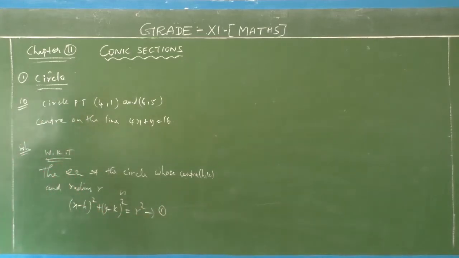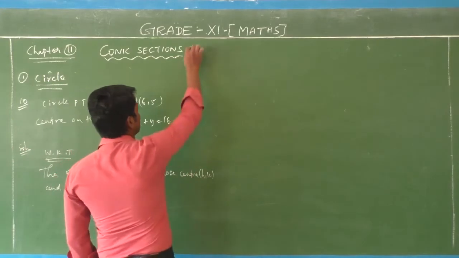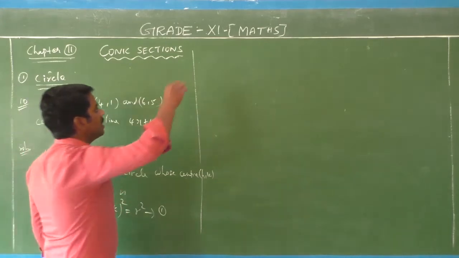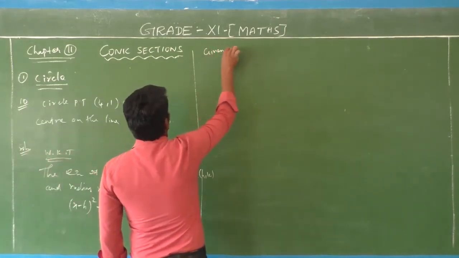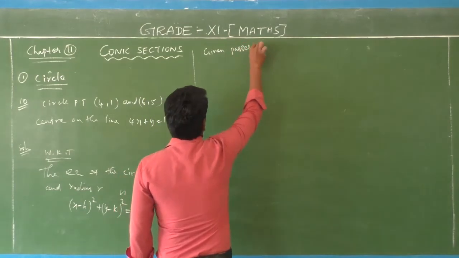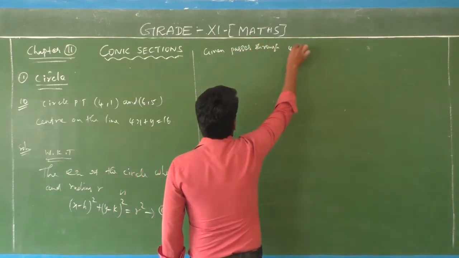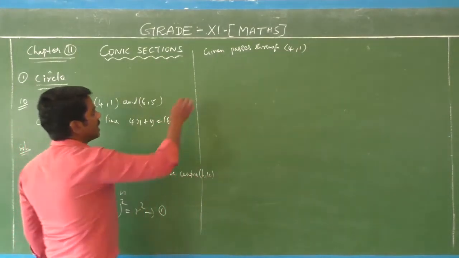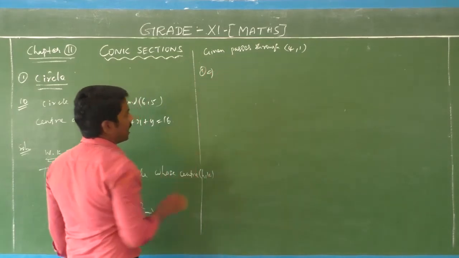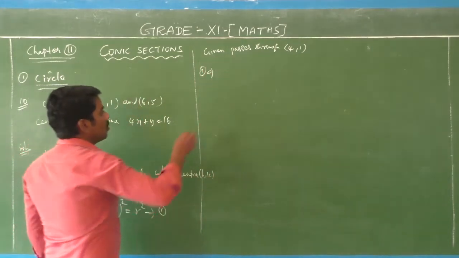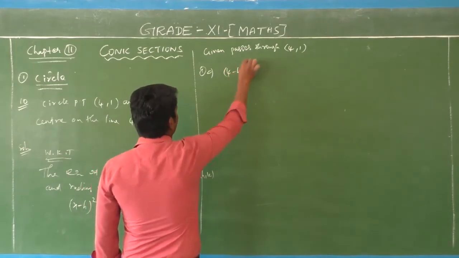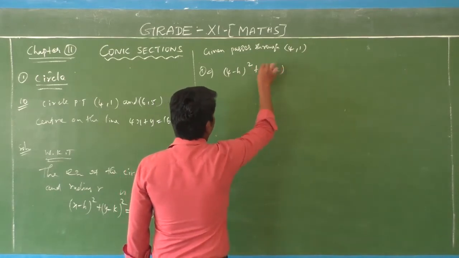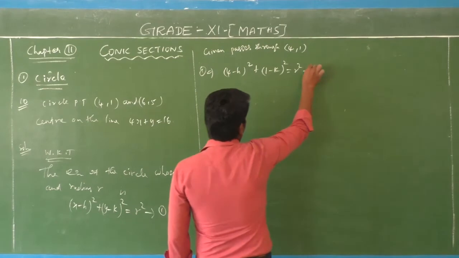And given information: the circle passes through the points (4, 1) and (6, 5). So the given circle passes through (4, 1), so this point is lying on the circle. Substitute in equation number 1, x is 4 and y is 1. So (4 minus h) whole square plus (1 minus k) whole square equal to r square. This is equation number 2.